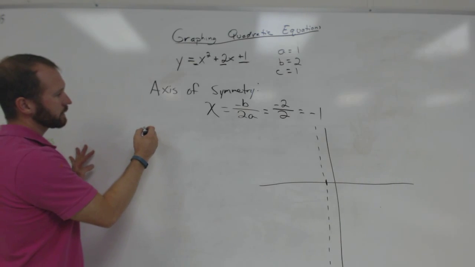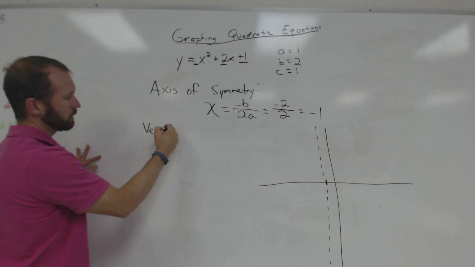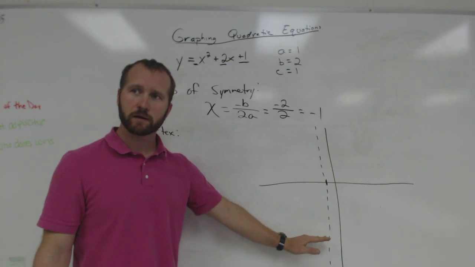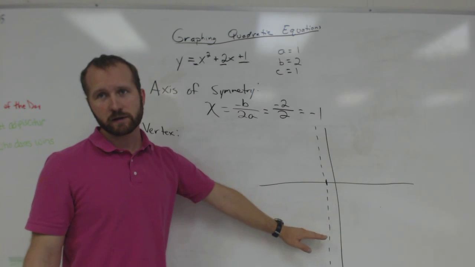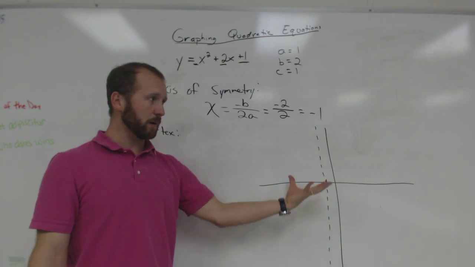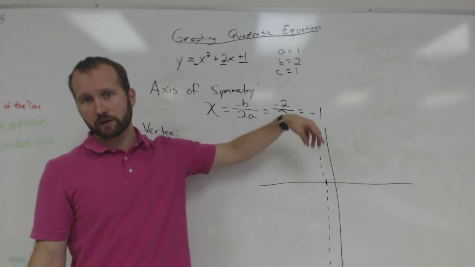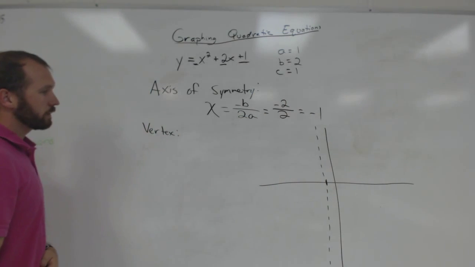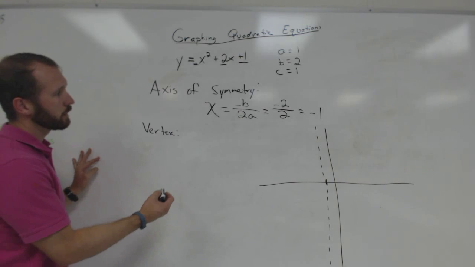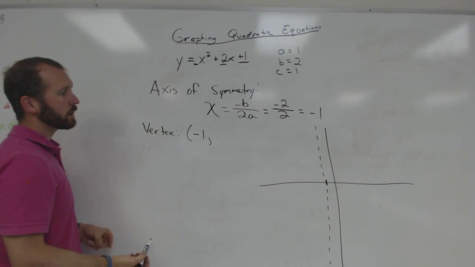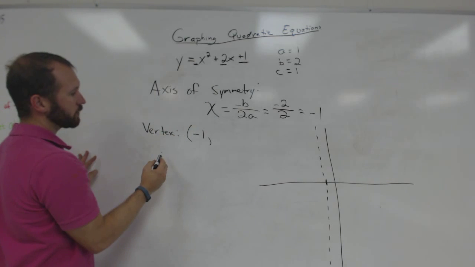The vertex is either the highest or lowest point of the parabola, right? So parabolas either have a lowest point if they open upwards, or they have a highest point if they open downwards. And then they go on infinitely in the other direction. The vertex is the x-coordinate of the axis of symmetry, and then to find the y-coordinate, we simply plug that in.